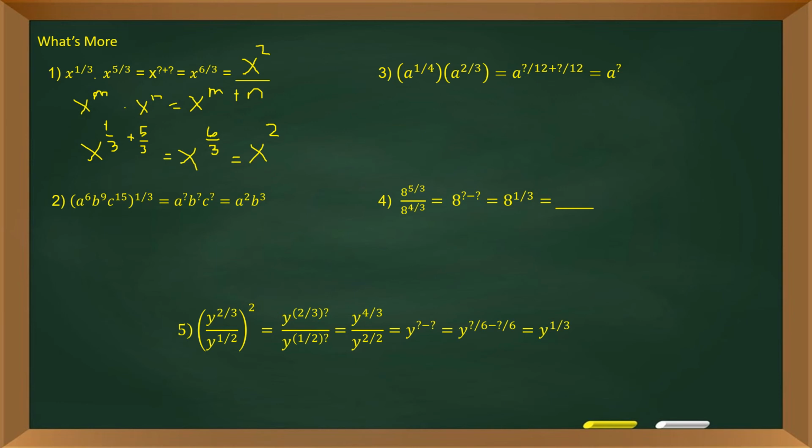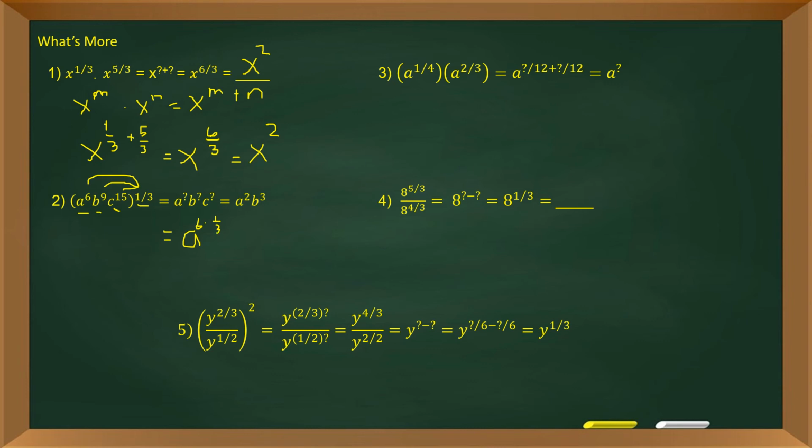Next, number 2, a raised to 6, b raised to 9, c raised to 15, the quantity raised to 1/3. In this case, we are going to apply power of a power. When we apply power of a power, we have to multiply the powers with the power outside the parentheses. So in this case, a raised to 6 raised to 1/3 is a raised to 6 times 1/3.